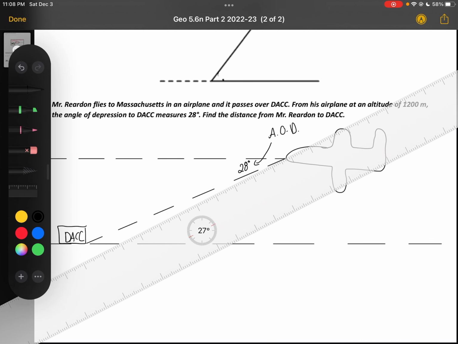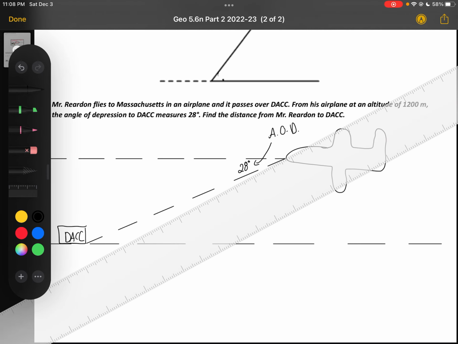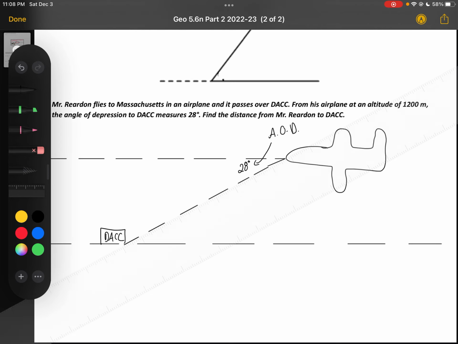We'll shift DACC just a touch. But let's see, we'll fix it, we'll make this good. Okay, so 28 degrees moves DACC just a little bit. Not a big deal, quick fix, thanks to the magic of the iPad. There we go. Okay, so 28-degree angle of depression right there.